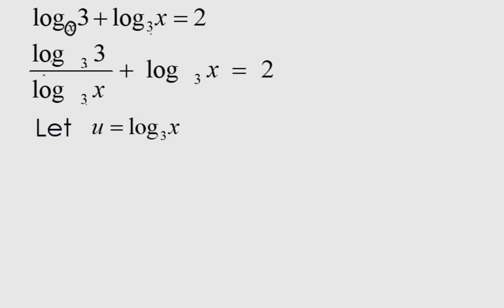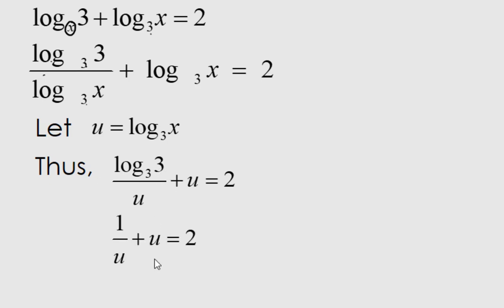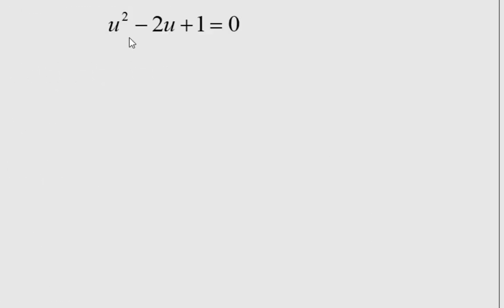By substitution, let's say that u equals log x base 3. Now I have log 3 base 3 over u plus u equals 2. Log 3 base 3 is 1, which is another property. So 1 over u plus u equals 2. Then we can solve the quadratic equation. We have 1 plus u squared equals 2u, and we arrange it, so we have u squared minus 2u plus 1 equals 0. Then we can factorize.